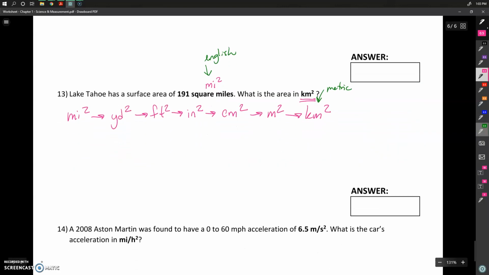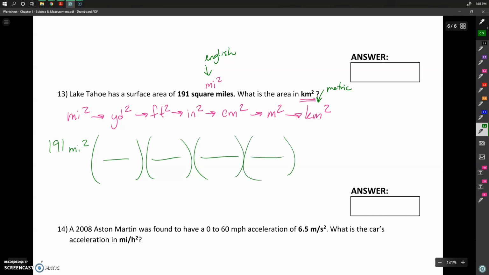And so what is this going to look like? Well, we're going to start with the 191 miles squared. And I'm going to do what I usually do here, which is I'm going to write out all of the units where they should be and then deal with the numbers at the end. So each one of these arrows in my roadmap represents a conversion factor that I'm going to need. So how many arrows do I have? I've got 1, 2, 3, 4, 5, 6 arrows. So I need 6 sets of conversion factors that I'm going to use here.